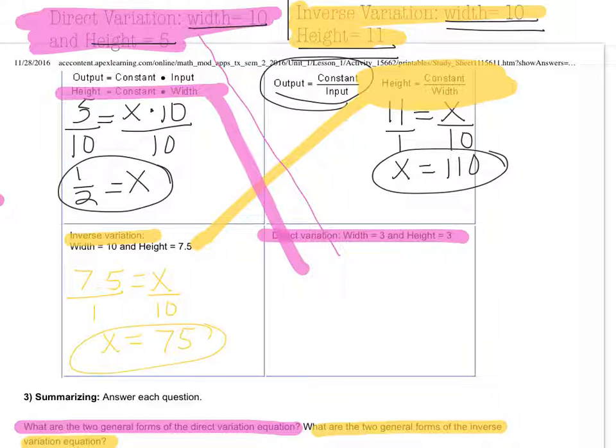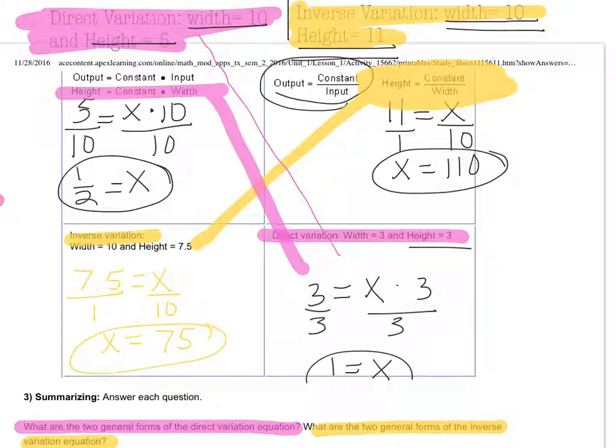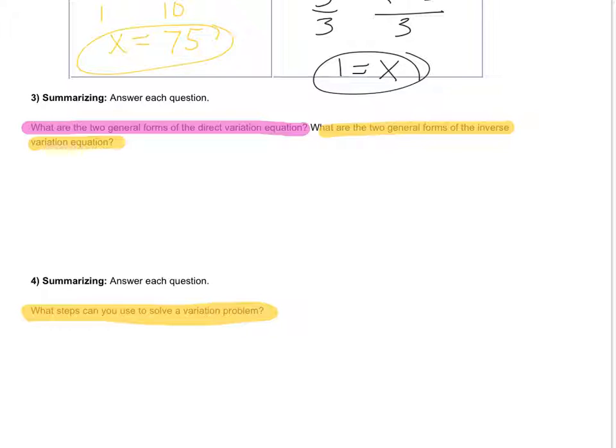So the height here given is going to be 3. So I'm going to have 3 is equal to my constant, have no idea, call it x, times the width, which is 3. Well, if x is multiplied by 3, I know to get x by itself, I need to divide by 3. So x is just going to be 1. My constant is 1.